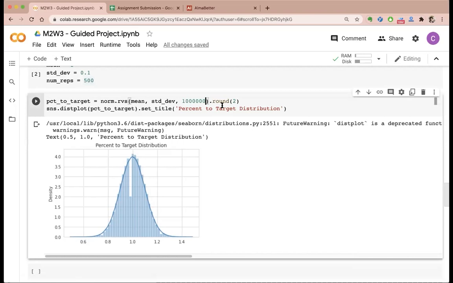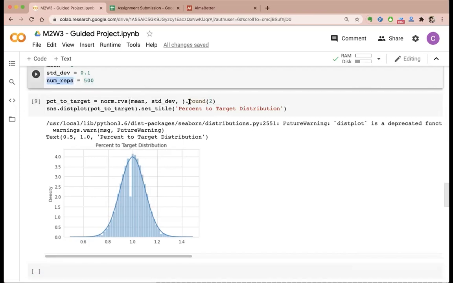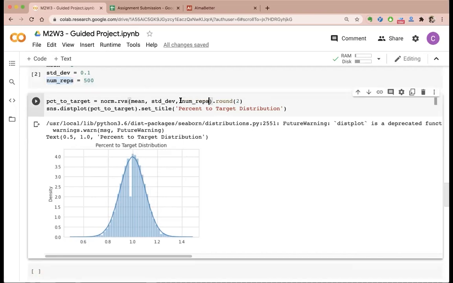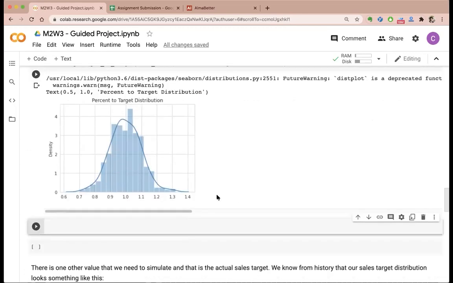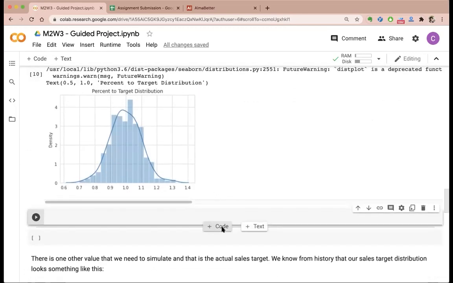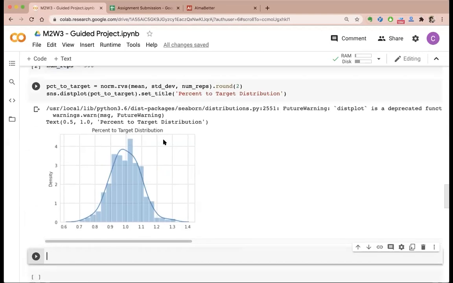The more and more samples you take, the closer you will get to the actual population. For our case, we are generating 500 numbers of this population. So we have generated 500 numbers. So what is the next thing?